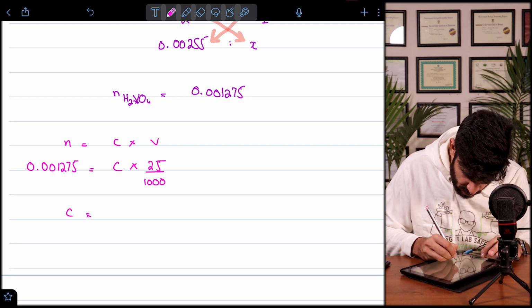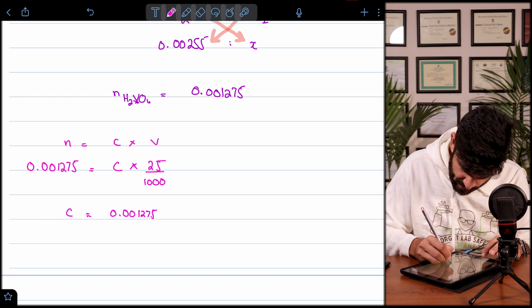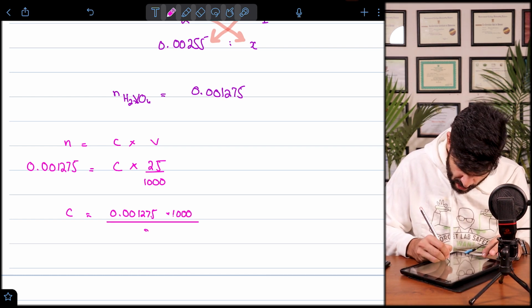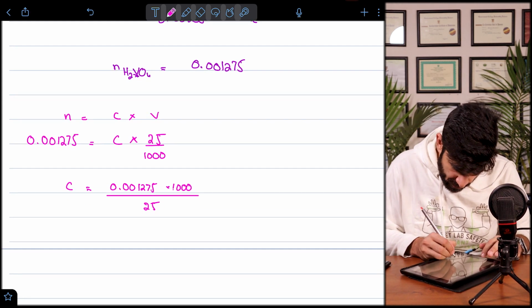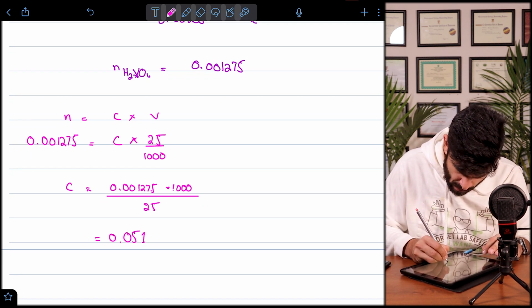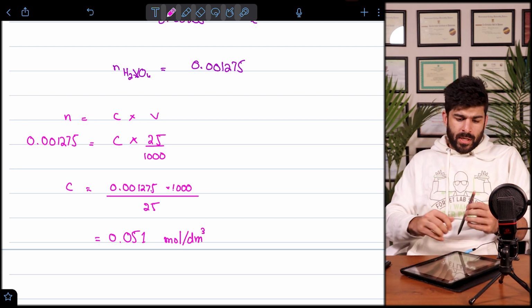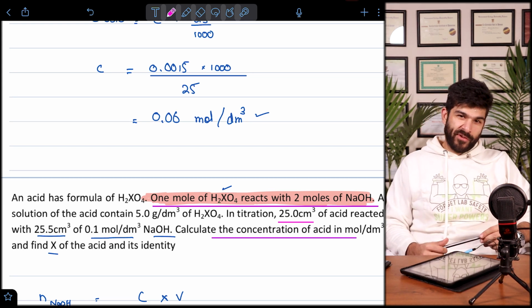So concentration equals 0.001275 into 1000, and we divide it by 25. And the answer becomes 0.051 mole per dm cube. So students, now they want us to calculate the identity of X.